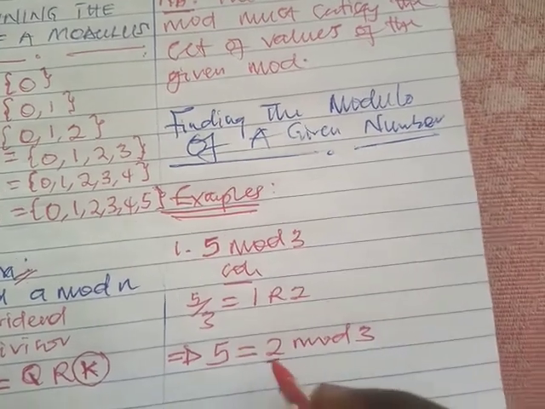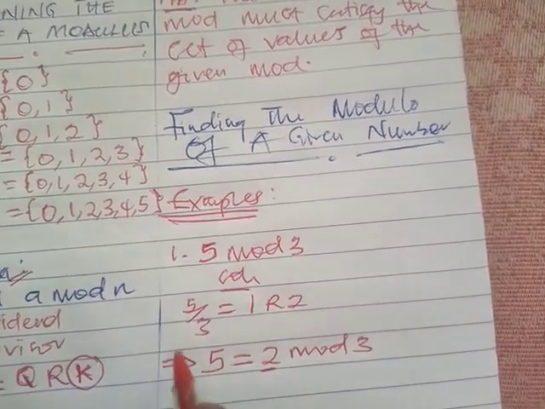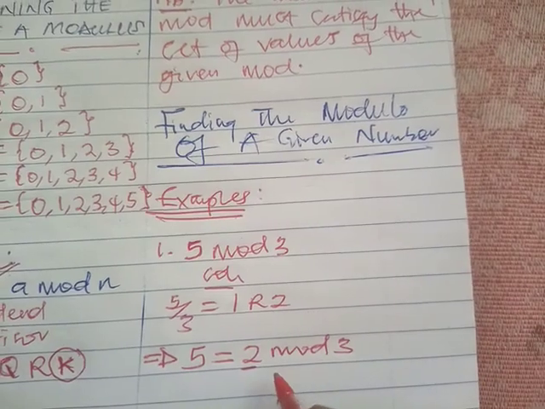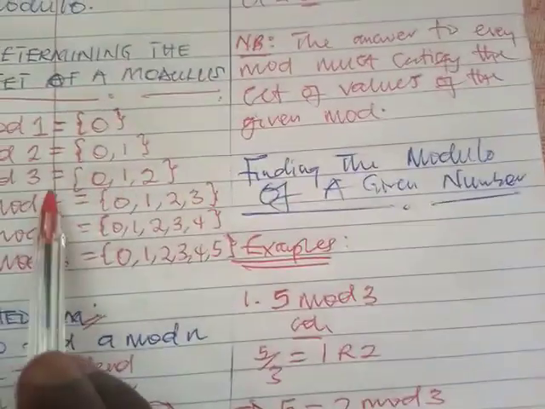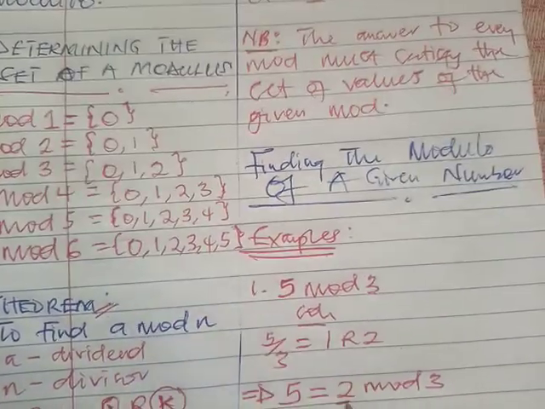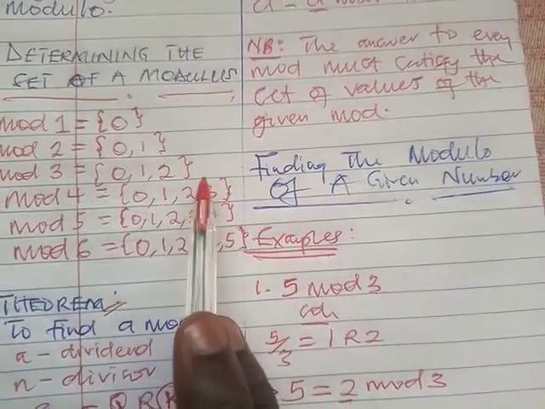We are interested in the remainder. That's the only thing we are interested in. So the remainder is what we want. And you can clearly see that mod 3 is 0, 1, 2. So 2 can be seen in this set of values.